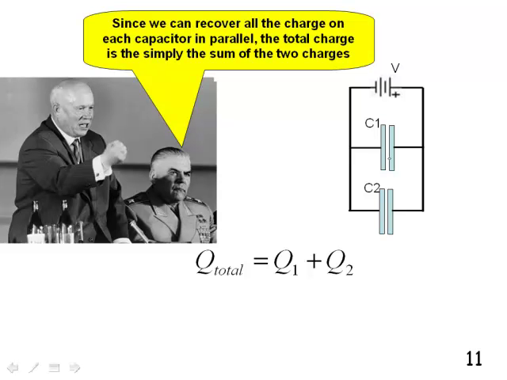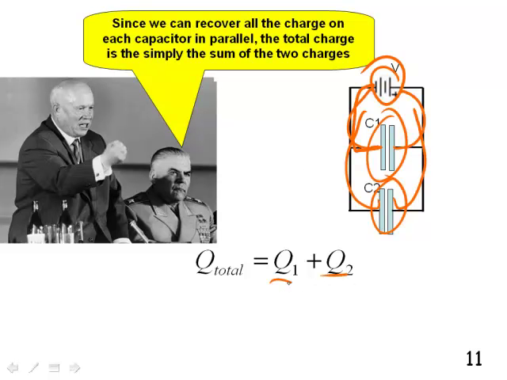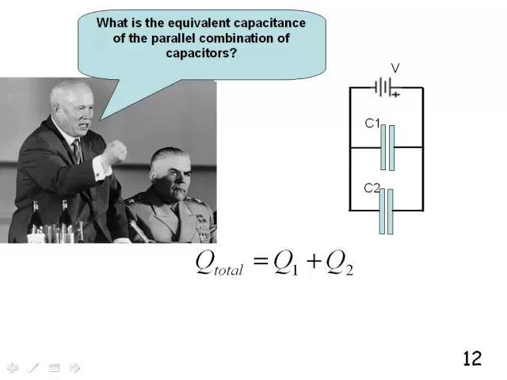I'm going to have to remember to talk about this when we get to series, because I just remembered I didn't put this in. But if we remove the battery and then try to recover the charge that the battery placed on, we can recover charge from both of these capacitors. So the total charge on this parallel network is just the sum of both of the charges. We're going to see that when we have capacitors in series, you can't recover all of the charge on both capacitors. So how can we find the equivalent capacitance of this parallel combination of capacitors?